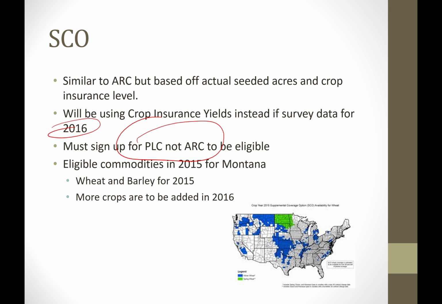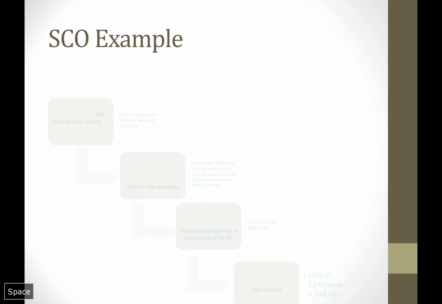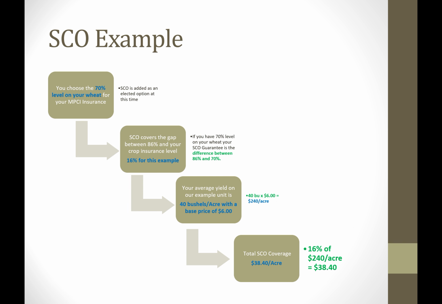And the only commodities eligible in Montana for 2015 were wheat and barley. There's supposed to be more added for 2016, which we're assuming that peas will be one of those crops this spring that we'll be able to add on there as well. So we'd be able to cover pretty much everything with this SEO program going forward. I'll show you why the pea thing was a big deal in 2015 when we get to our individual farm example.